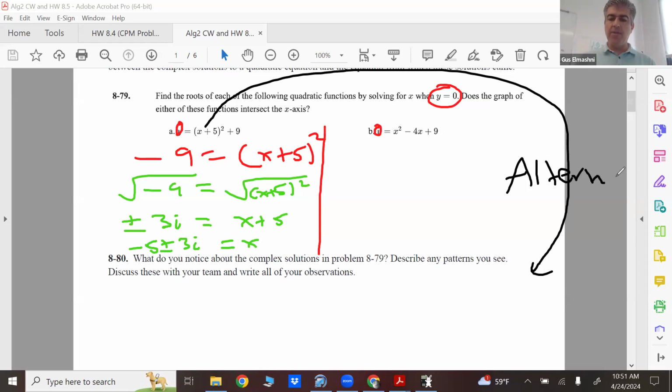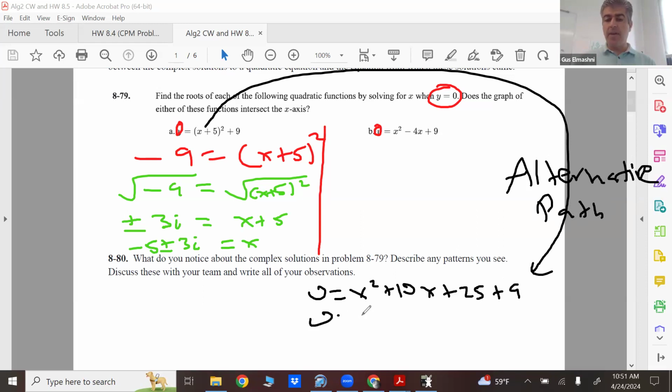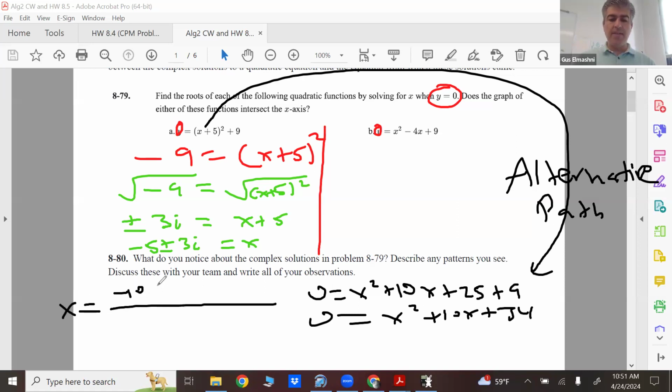Now here's an alternative path. If you so desire, you could do it this way. You could expand it, right? And factor, well, no, yes, exactly. Well, then you have to do quad form after that. Right. Then you get -10.